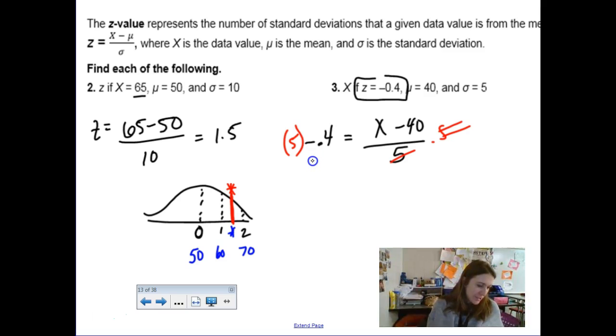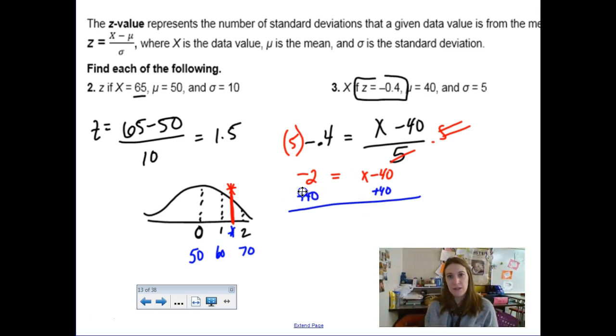I think I wrote it down over here. Let me cheat. Negative... again, I should be able to do that in my head, right? That's a negative 2 equals x minus 40. So then if you add 40 to both sides, we found out that our statistic is 38. Yeah? Yeah.